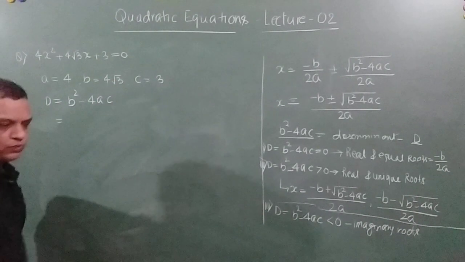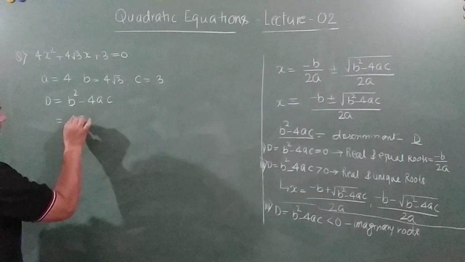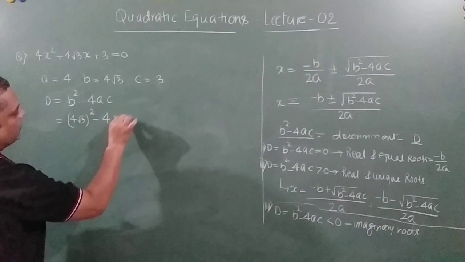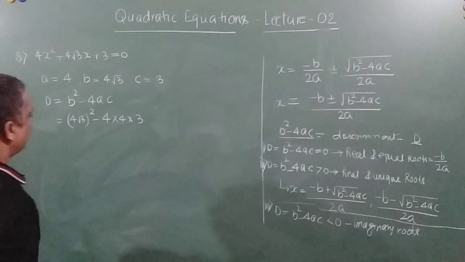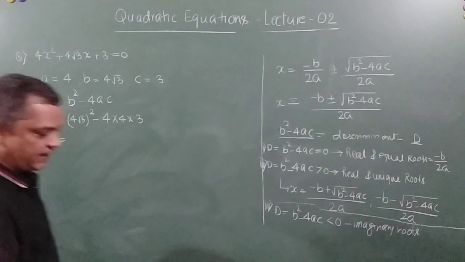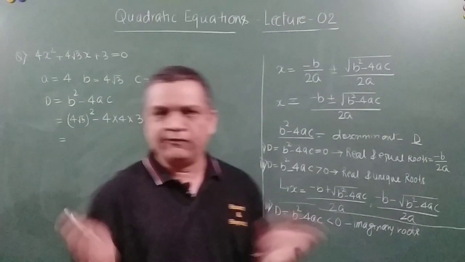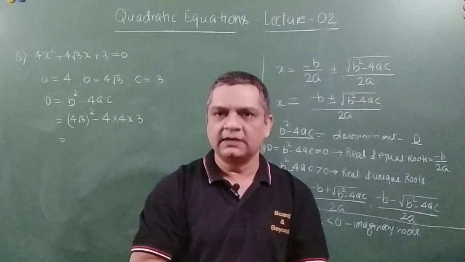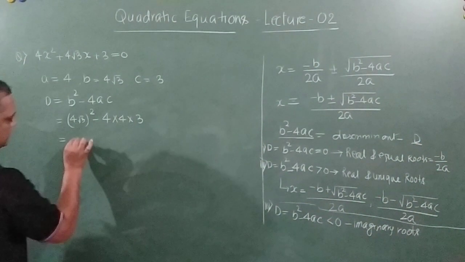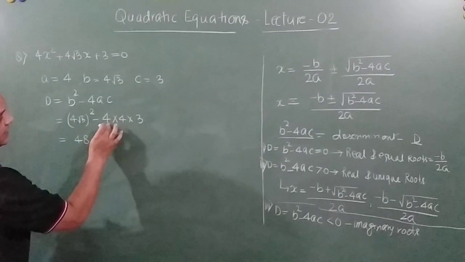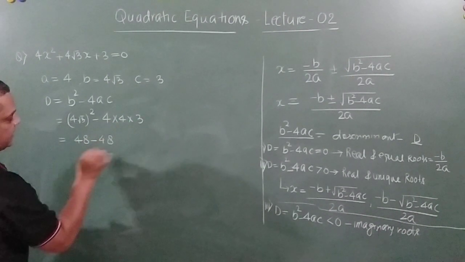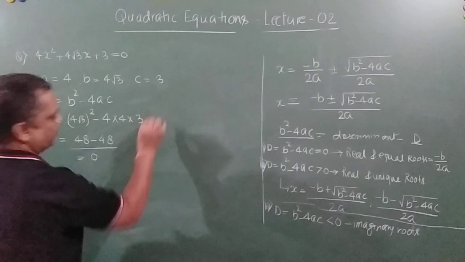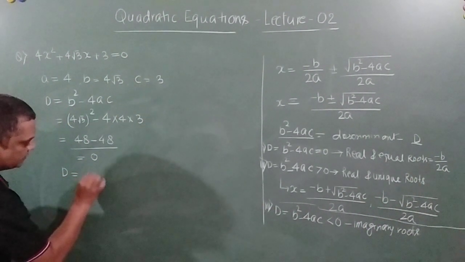So b square is how much? 4 root 3 square, minus 4 into a, that is 4, into c, that is 3. Right. So let's see, friends. 4 root 3 into 4 root 3 is how much? 4 into 4 is 16. Root 3 into root 3 is 3. 16 into 3 is 48. Minus 16 into 3 is 48. You see, friends, this is equal to 0. So that means what we can say here is that d is equal to 0.